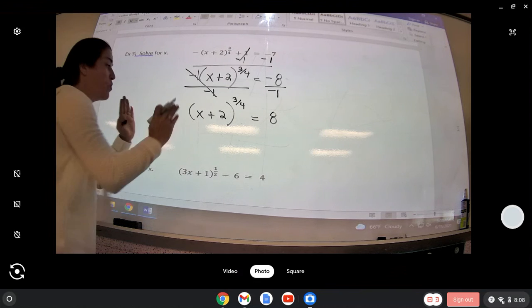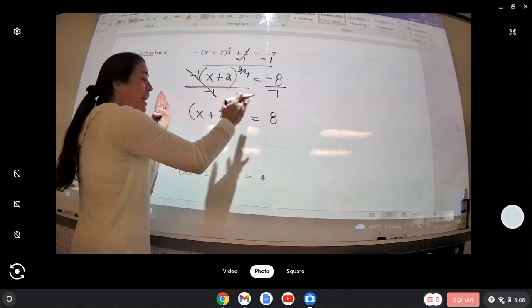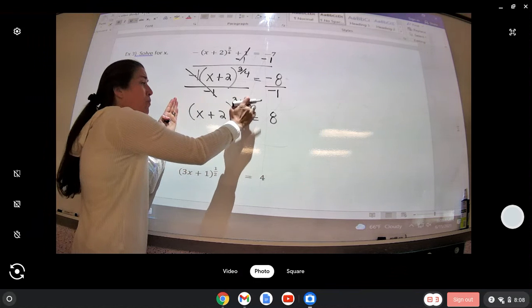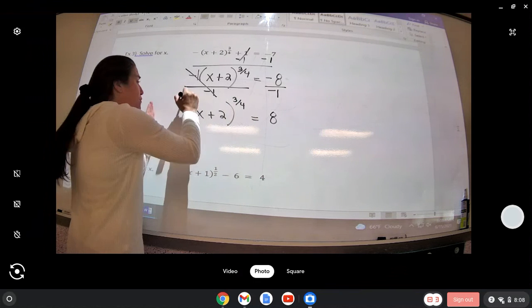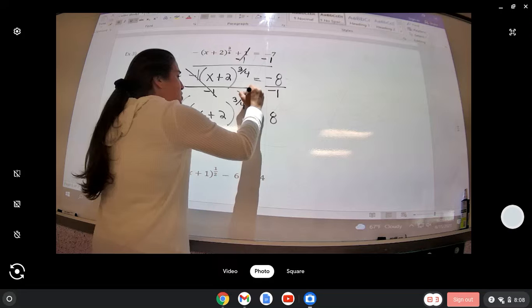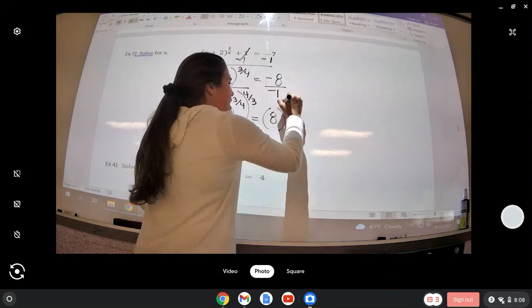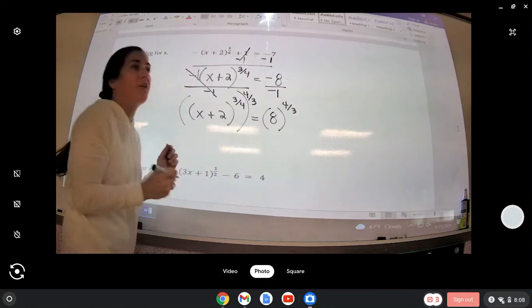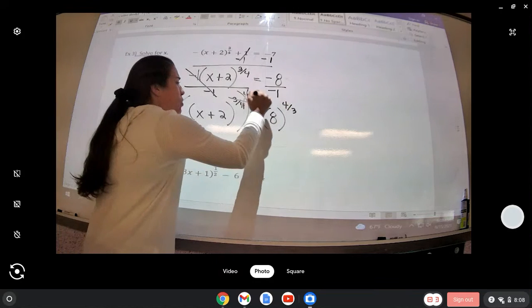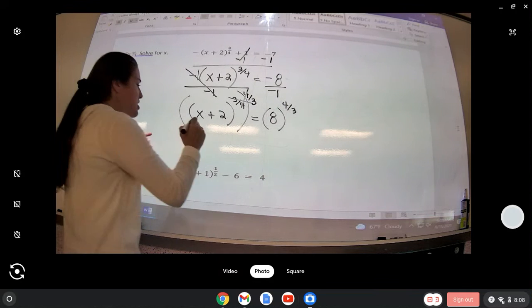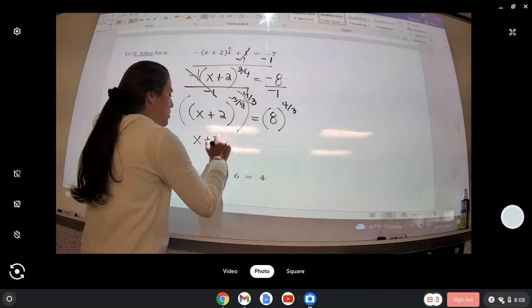All right, so now that we have this by itself, let's raise it to a power that will cancel this exponent out. So we raise it to the reciprocal of 3/4. So now we're going to raise both sides to the power of 4/3. So then you have to raise this side to a power of 4/3. All right, so they cancel, the 3's and the 4's, right? You got 12 over 12, that's 1. So you're just left with x plus 2.